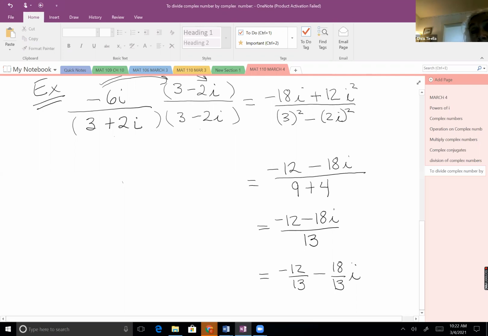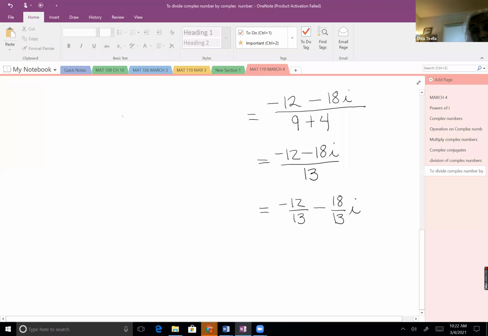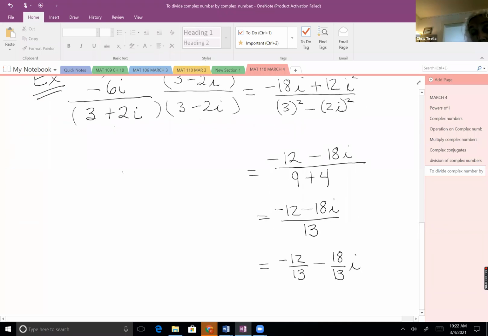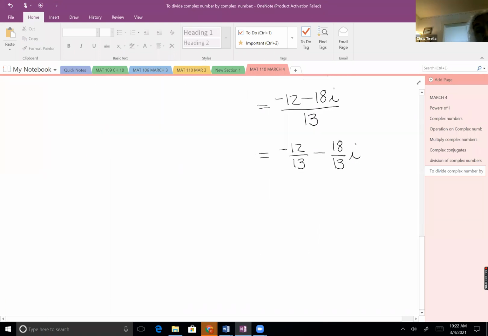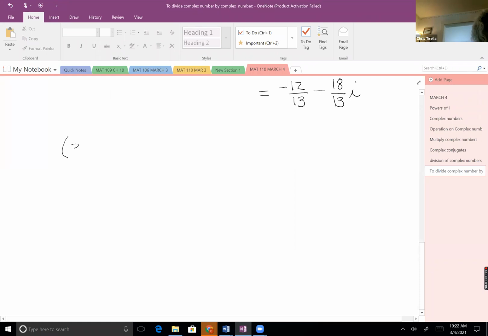Let's try another. Is everybody okay with that one? Let's have you folks try 3 minus 2i over 7 plus 3i. And I'm going to be quiet for a couple minutes and see what you guys get.